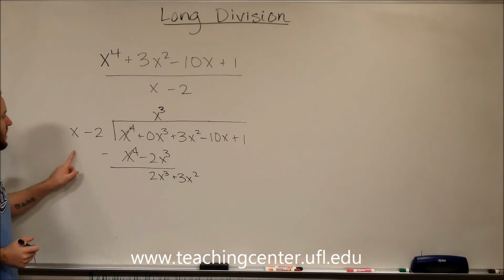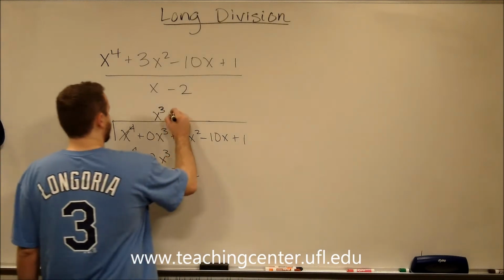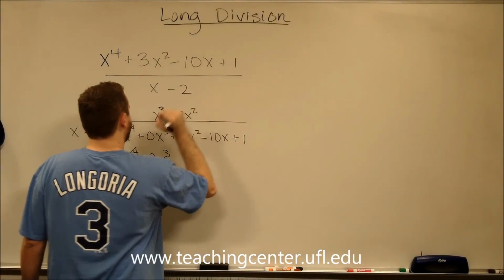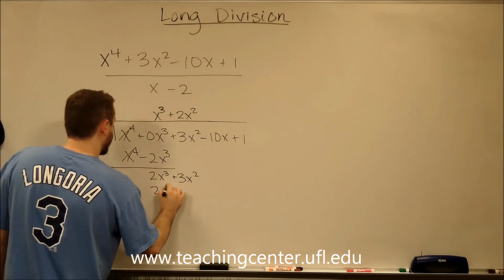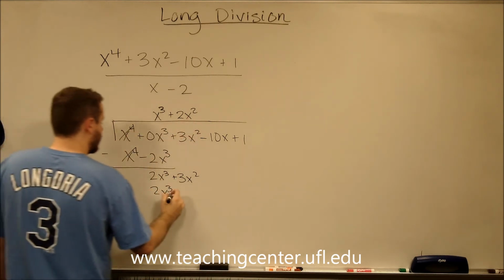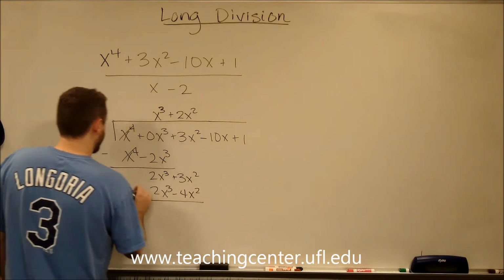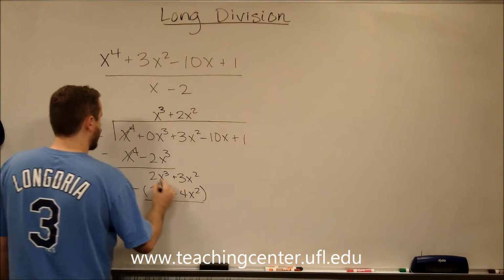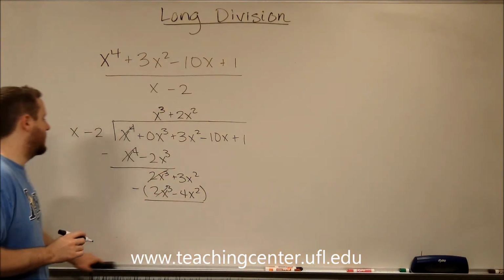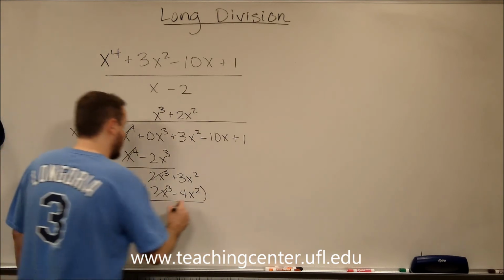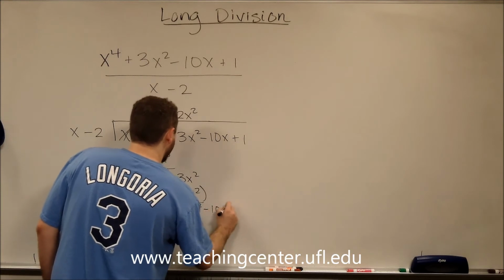So we're going to continue moving on like this. How many times would x go into 2x cubed? That would be 2x squared. And when we multiply back through, 2x squared times negative 2 would be minus 4x squared. We subtract this whole thing. So the 2x cubes cancel out. And we're left here with 3x squared. That would be plus 4x squared, so we get 7x squared. Bring down the minus 10x.